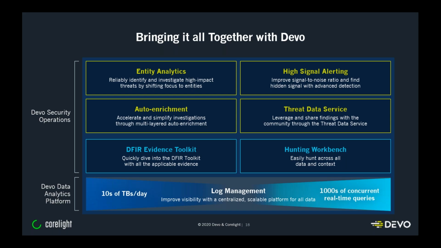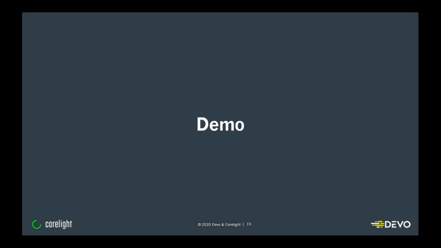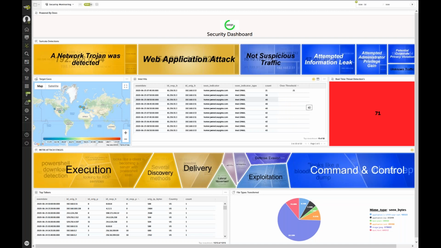So what we're going to do next is actually show some of this in action. So we're going to go into the Devo solution now to actually replicate a day in the life of a security operations center. So what I have up on the screen now is just an example. This is a security dashboard example of all the goodness coming in real time from the Corelight sensors.